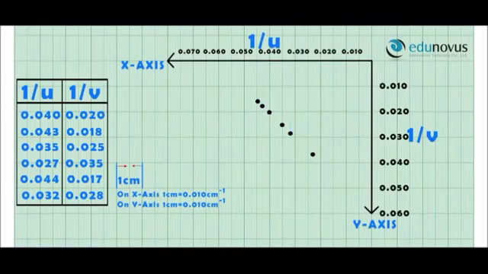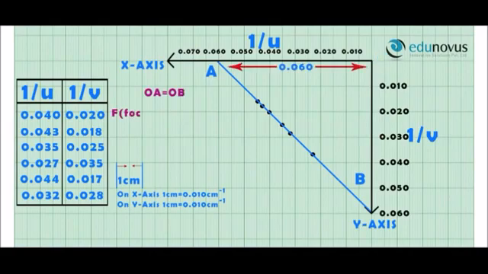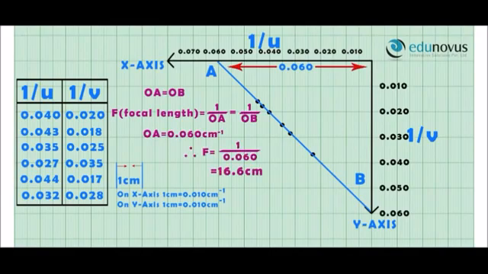Join all the points. As you can see, the graph comes out to be a straight line. Now, extend the line to meet the x-axis and y-axis. The line cuts both axes at an angle of 45 degrees, making equal intercepts OA and OB. f, the focal length, is equal to 1 by OA, which is equal to 1 by OB. Here, OA is equal to 0.060 per centimeter. Therefore, f is equal to 1 divided by 0.060, which is 16.6 centimeters.